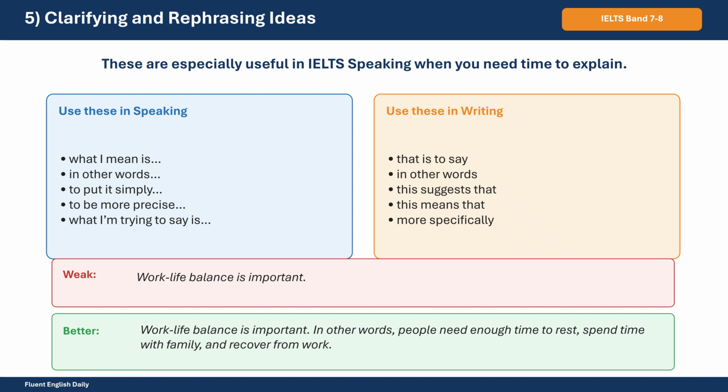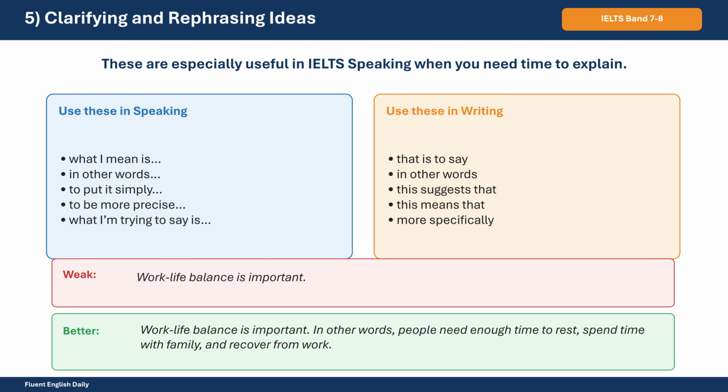Clarifying expressions are particularly useful in IELTS speaking. Sometimes your first sentence may not express your idea perfectly. Instead of stopping completely, you can explain it in another way. Useful speaking phrases include: what I mean is, in other words, to put it simply, to be more precise, and what I'm trying to say is.